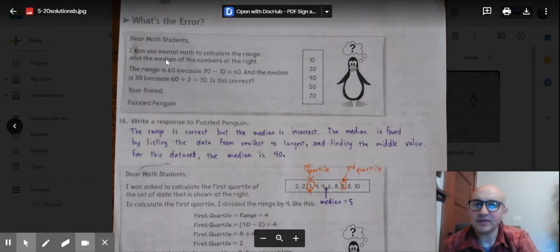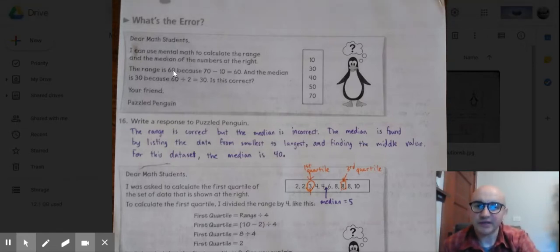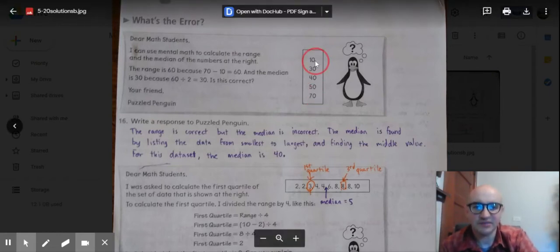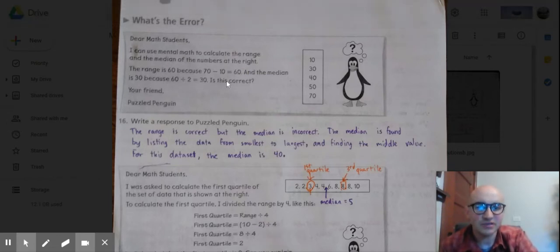She can use mental math to calculate the range and the median of the numbers at the right. The range is 60 because 70 minus 10 is 60. Let's verify. 70 minus 10, sure, yep, it's 60. No problem there. And the median is 30 because 60 divided by 2 is 30. Is this correct? Not sure why Puzzle Penguin chose that method, but that is not correct. So let's get to the answer. The range is correct, but the median is incorrect.